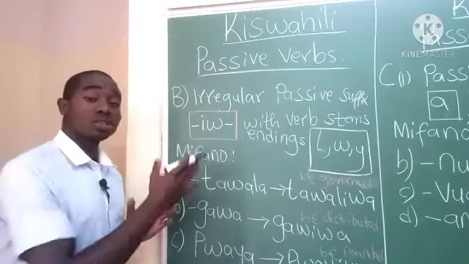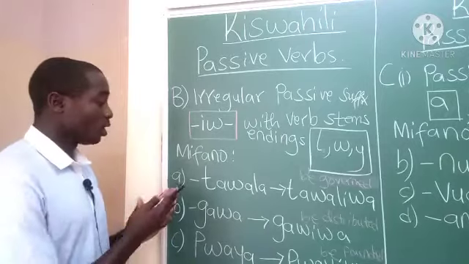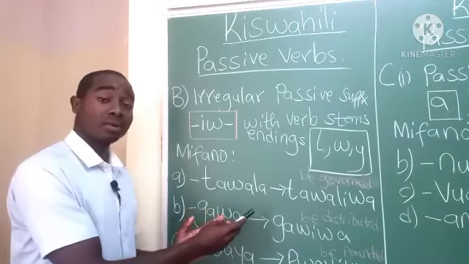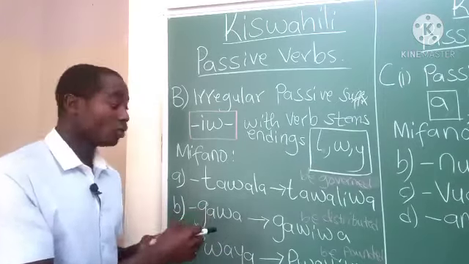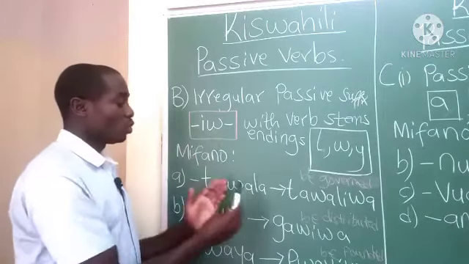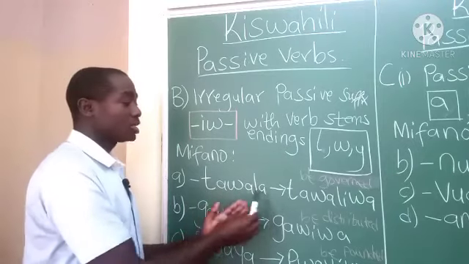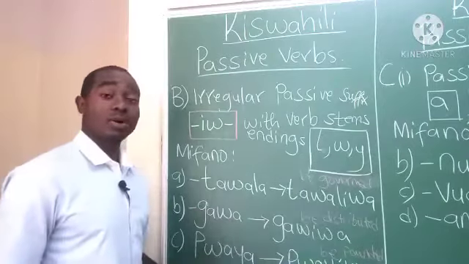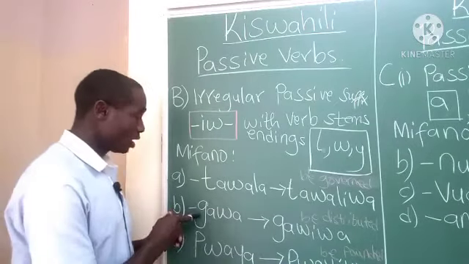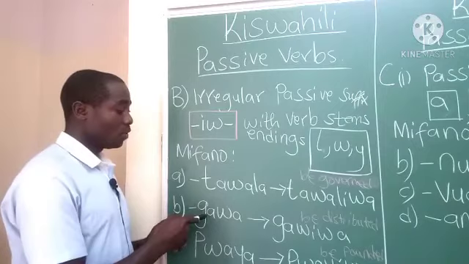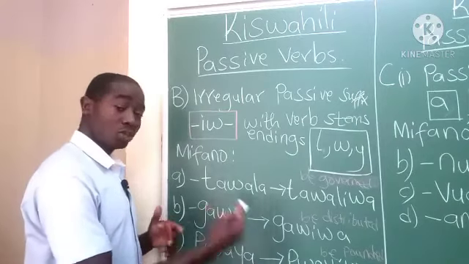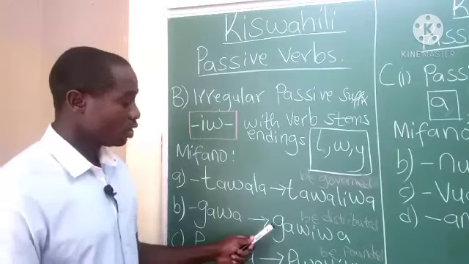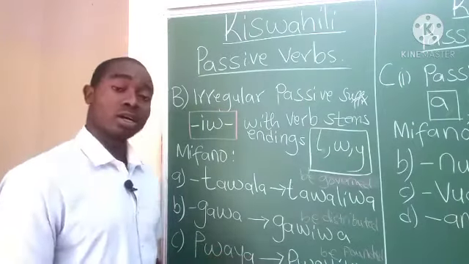Examples in this category: we have one, tawala. Tawala is an active verb. When you want to change it into passive, we insert this iw between L and A, so it becomes tawaliwa. You see here, tawaliwa. Then we have gawa. Gawa is to distribute, an active verb. To become a passive verb, it becomes gawiwa.